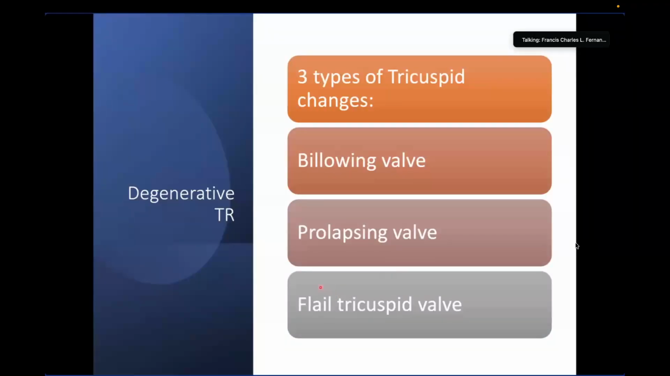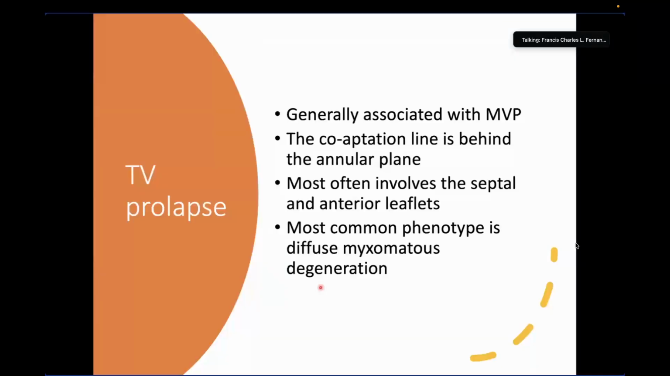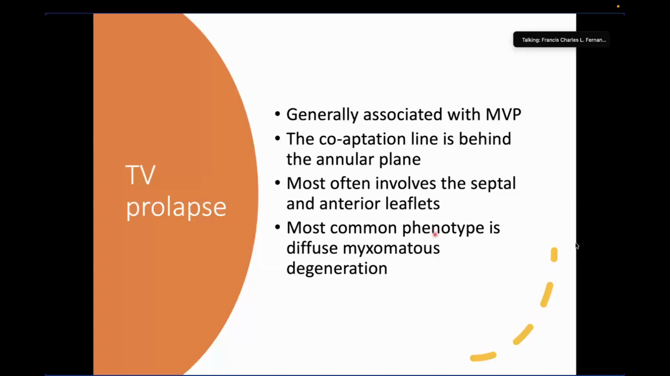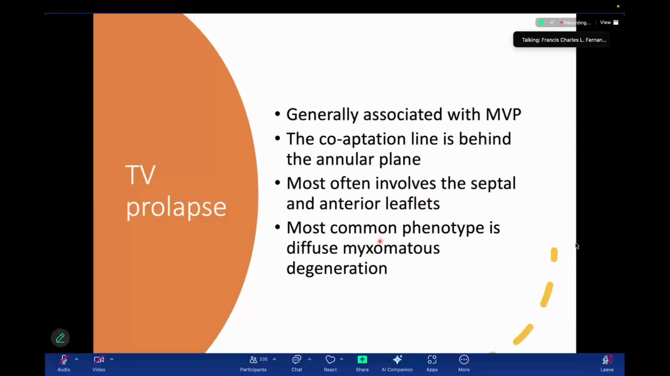So those are the degenerative types of tricuspid regurgitation. So sometimes you have tricuspid valve prolapse, similar to the mechanism on the other side. There is stretching of the leaflets, and it has some association with mitral valve prolapse. The coaptation line is behind the annular plane. So imagine this is the annulus, the annular plane. The prolapse of the valve goes like that instead of on the plane. So it is not the posterior leaflet, but rather the anterior septal leaflet. So the phenotype is diffuse myxomatous degeneration.